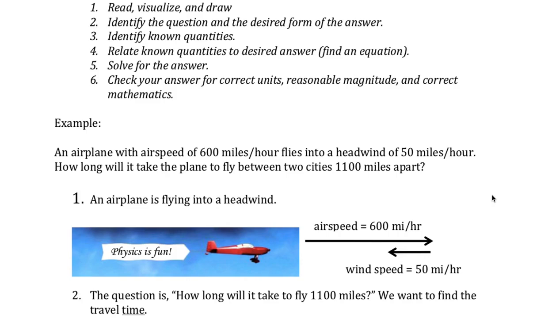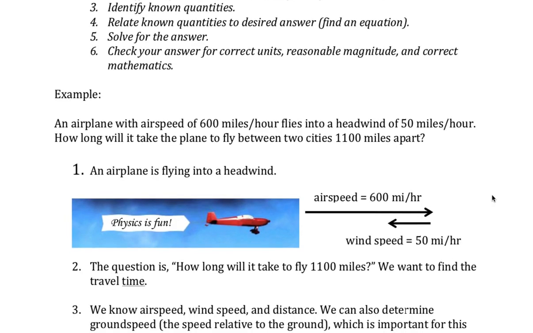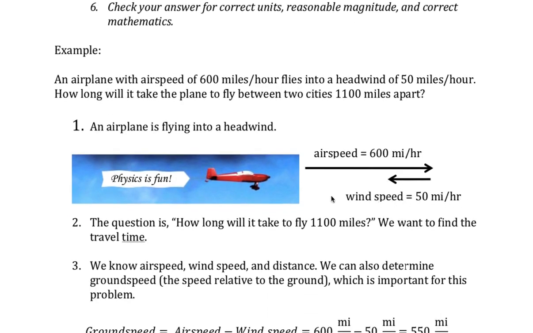Okay, so first thing is to read the question and try to make sense of it. So I drew a little picture here of the airplane flying. It's got an airspeed of 600 miles per hour and a wind speed pushing back at 50 miles per hour. All right, and the question is, how long will it take to fly 1,100 miles? Okay, so we're looking for the time, the travel time.